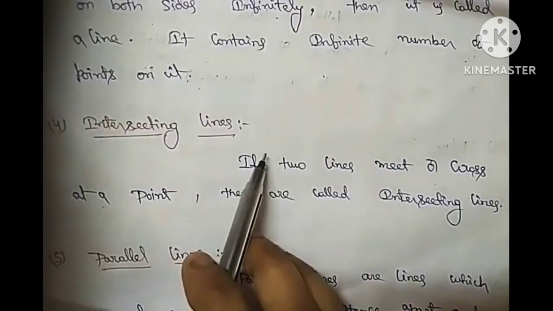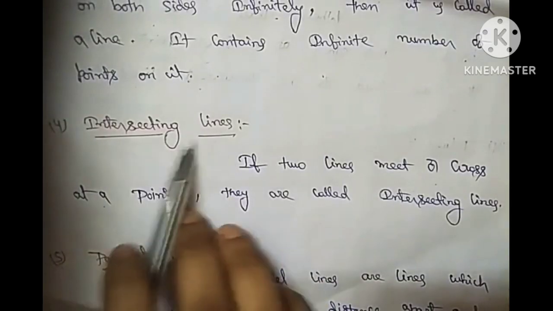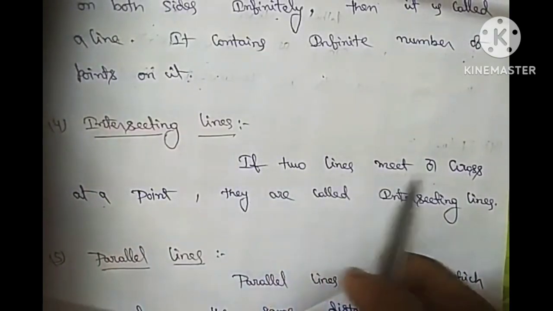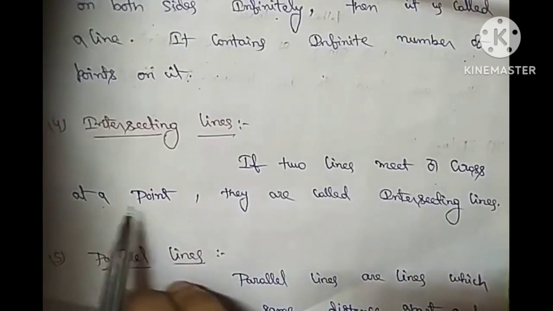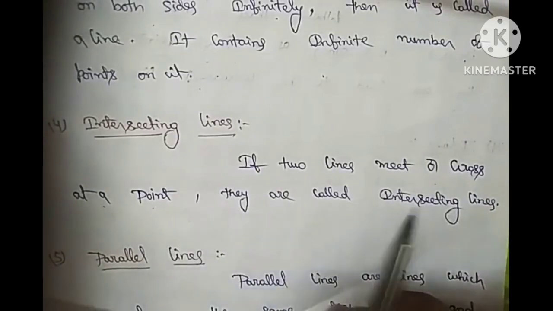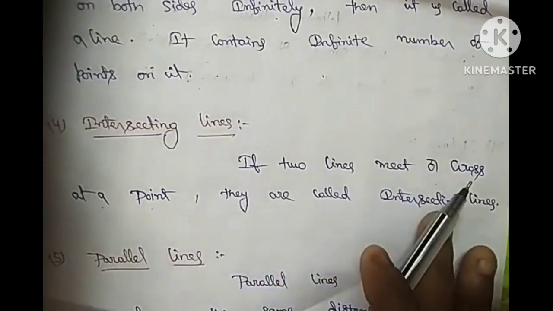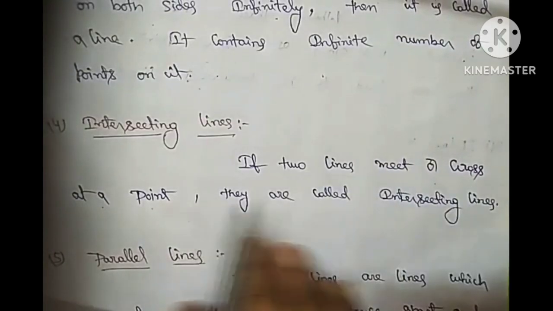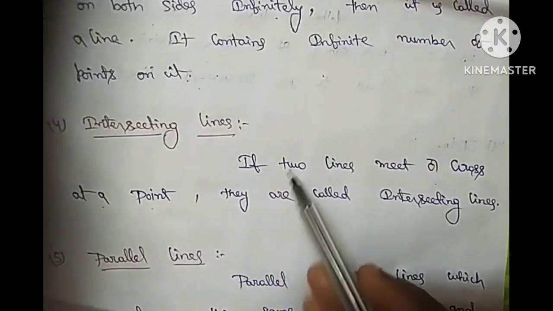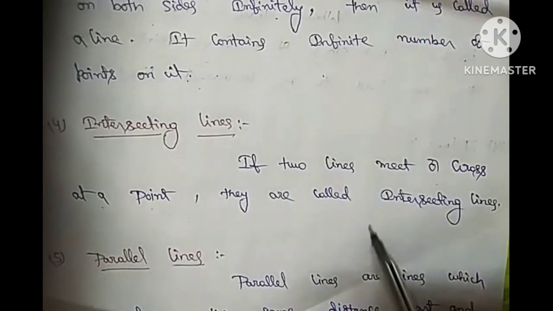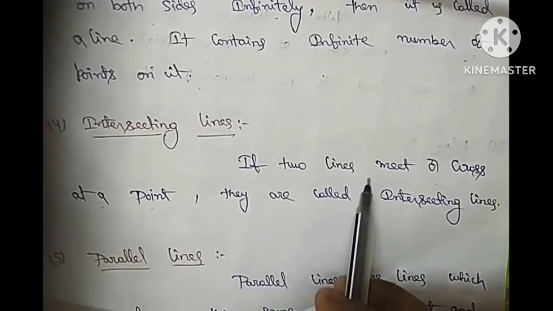Next our topic will be intersecting lines. Intersecting lines, what will happen? See, if two lines meet or cross at a point, they are called intersecting lines. If two lines are meeting or crossing at one point, then they are called intersecting lines.